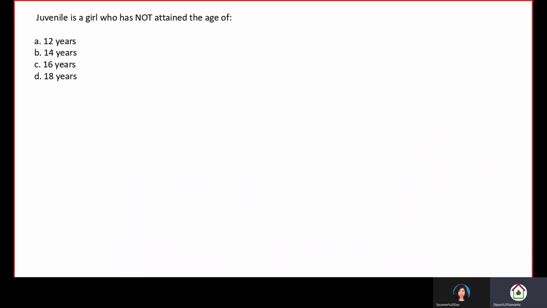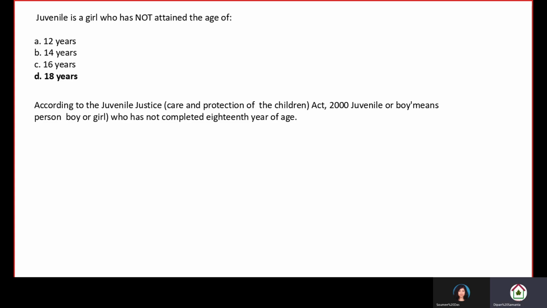Next, juvenile is a girl who has not attained the age of 12, 14, 16, or 18. Answer will be 18. According to the Juvenile Justice Act 2000, Care and Protection of the Children, juvenile means a person, boy or girl, whatever, who has not completed the 18th year of age. Very simple, fact-based question, but important.